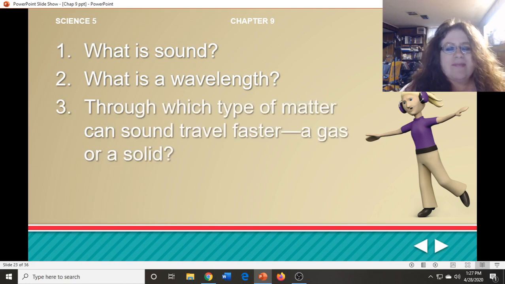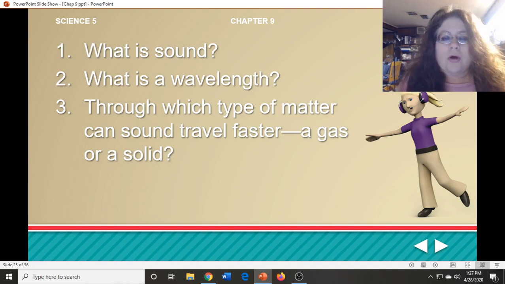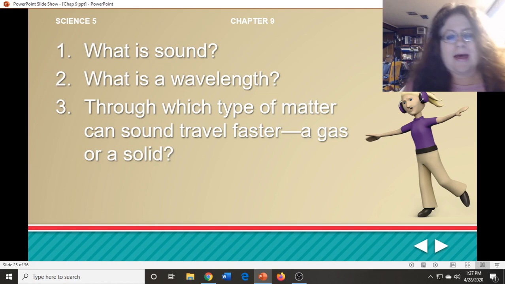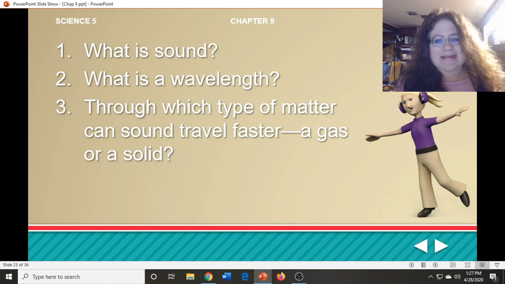Through which type of matter can sound travel faster? A gas or a solid? Well, hopefully after this video today, you can tell me that sound can travel more quickly through a solid because the particles are densely packed together.